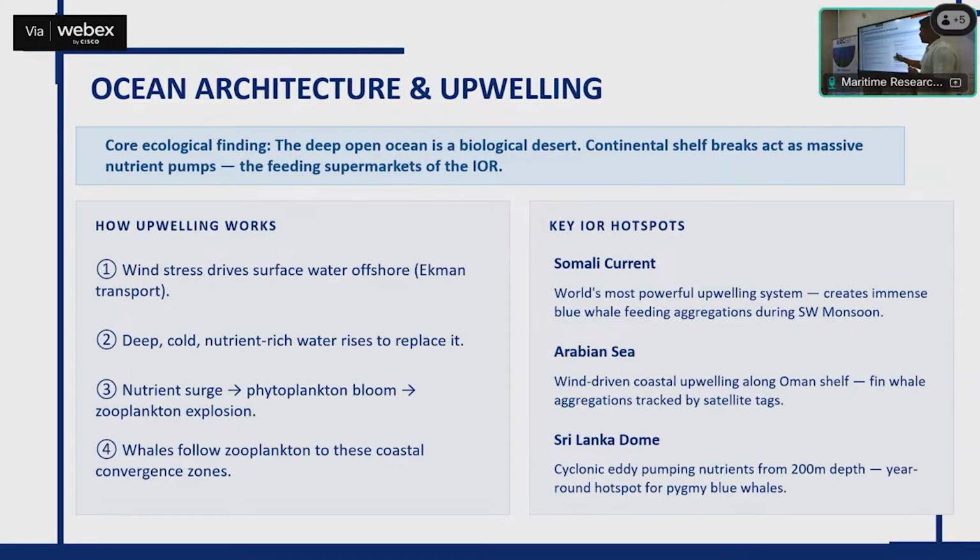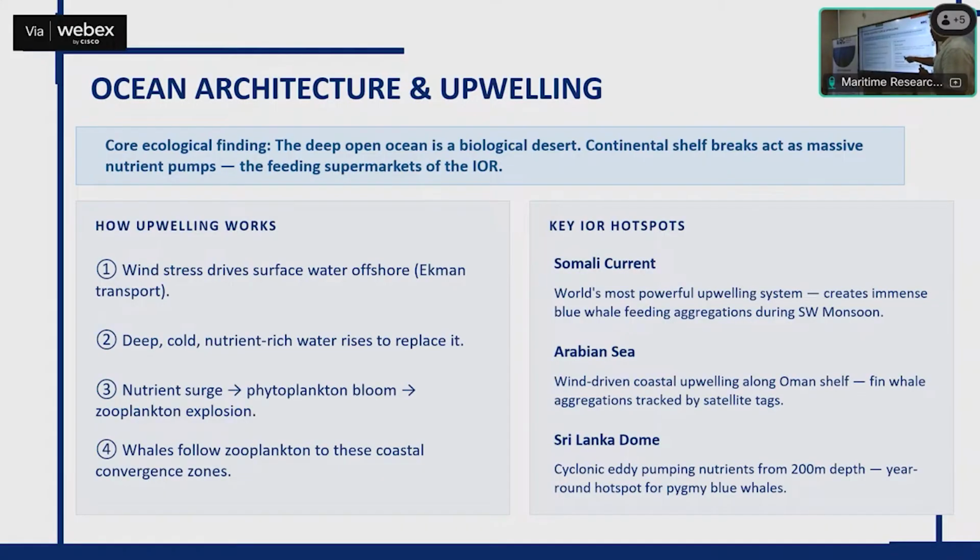Upwelling works like this: whenever the wind blows over a particular oceanic region and the water moves along with it, the deep, cold, nutrient-rich water rises to replace it. Because of that, chlorophyll concentration rises and more fish are present there. There's a phytoplankton bloom and a zooplankton expansion, and whales follow the zooplankton to the coastal regions. The Somali Current is the world's most powerful upwelling system, and this creates an immense blue whale breeding season during the southwest monsoons.